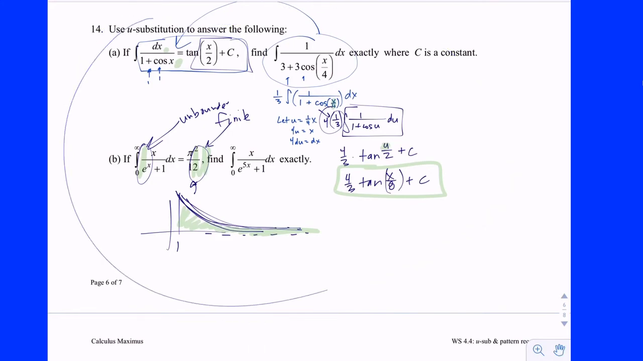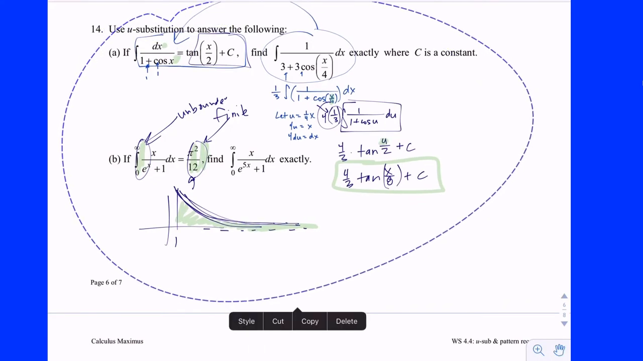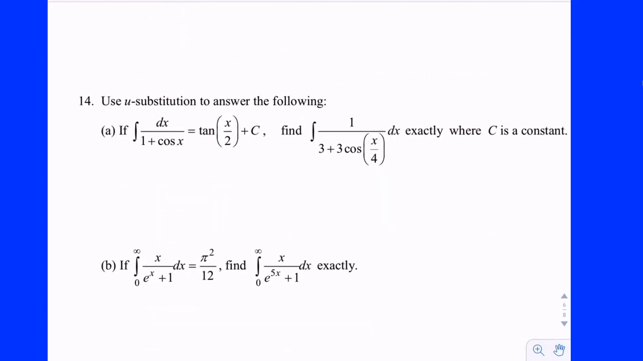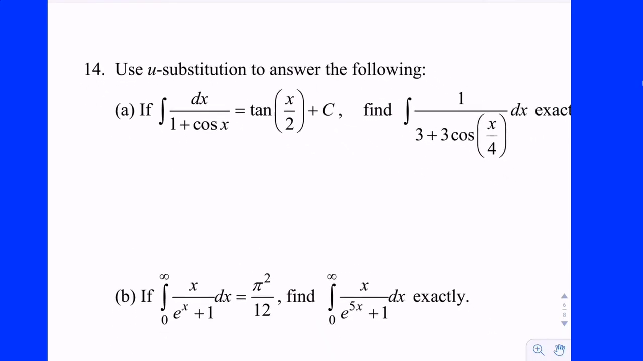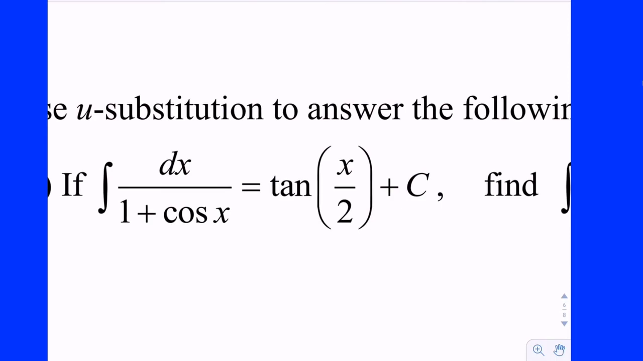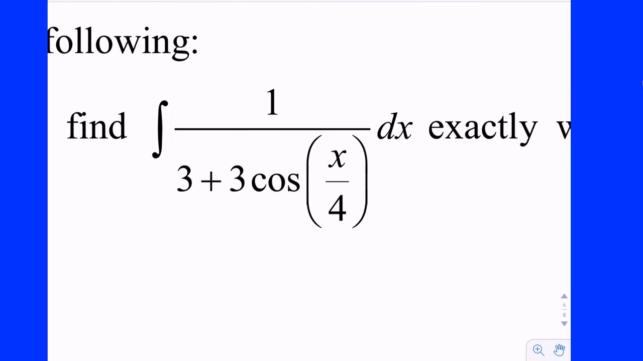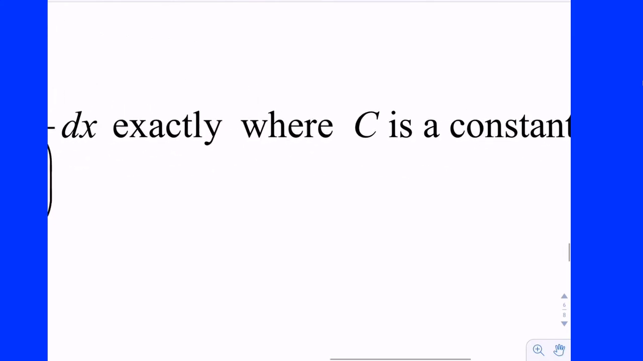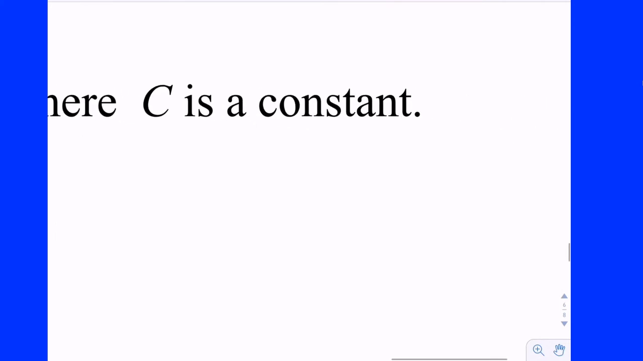Now, College Board will more than likely ask a question on a multiple choice question, where they're saying if the substitution u equals this is done on this integral, what's the result? It would be a similar question to this. Same idea. It says use u substitution to answer the following. If the integral of dx over 1 plus cosine of x equals tangent of x halves plus c, find the integral of 1 over 3 plus 3 cosine of x fourths, where c is a constant.